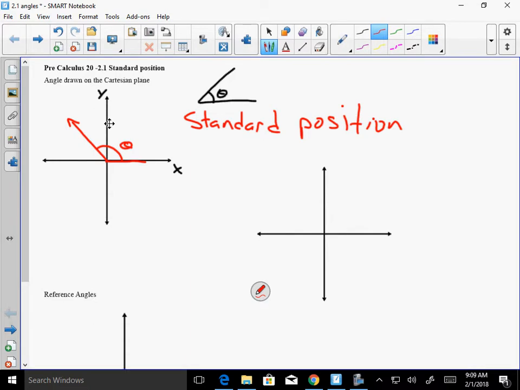And for that to work, you have what's known as your initial arm. You have your terminal arm. Okay, you always measure the angle between the initial and the terminal arm. And both arms come off the origin, okay?